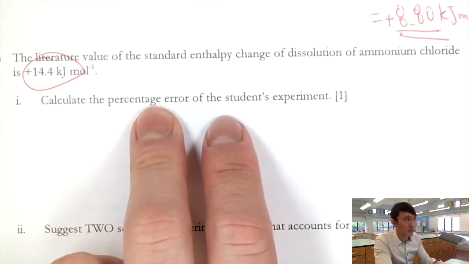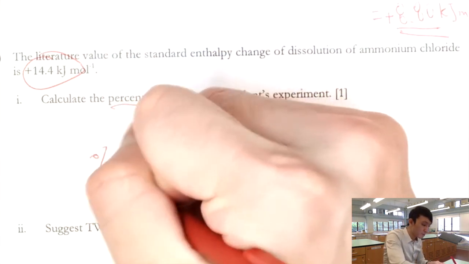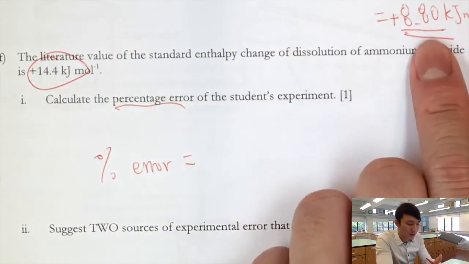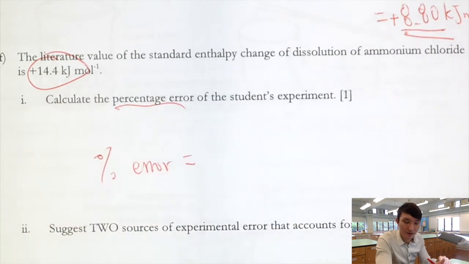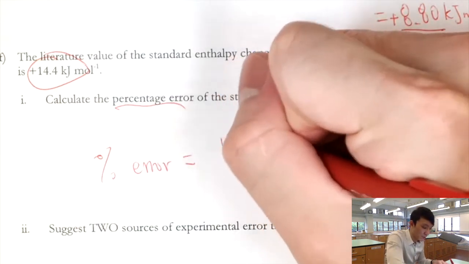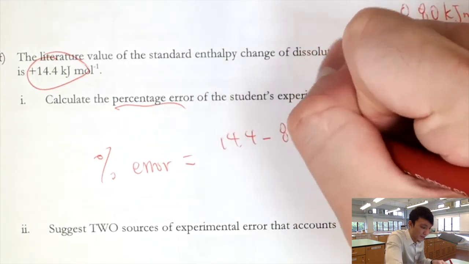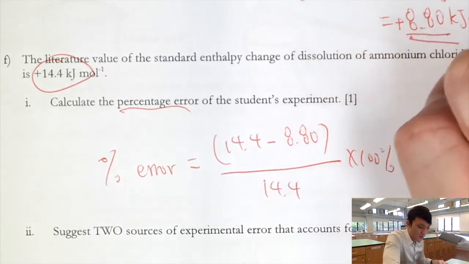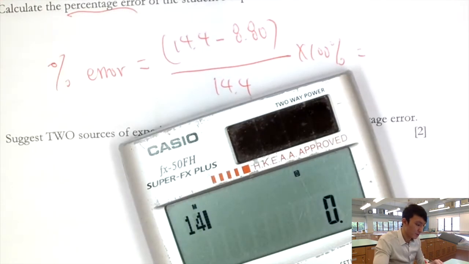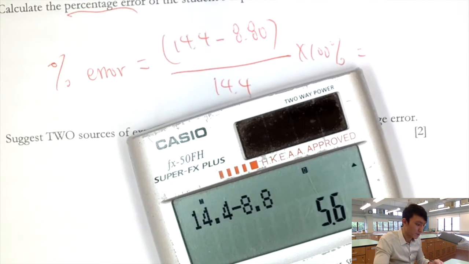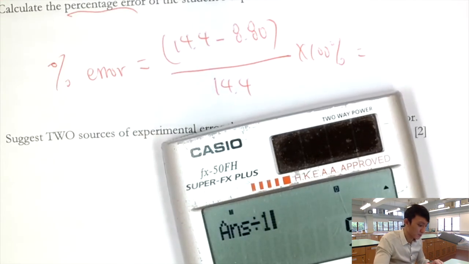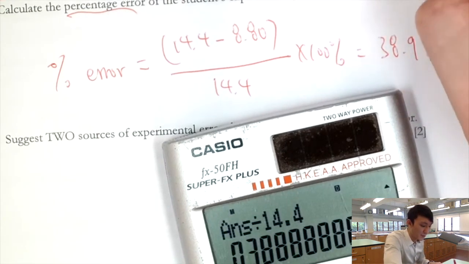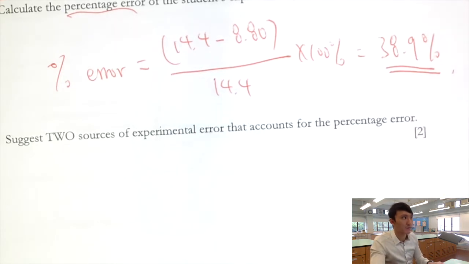Now calculate the percentage error. Percentage error is calculated by the difference of our experimental value and the literature value over the literature value. Okay, so which is 14.4 minus 8.80 over 14.4 times 100%. So we have like 38.9% error. Okay.